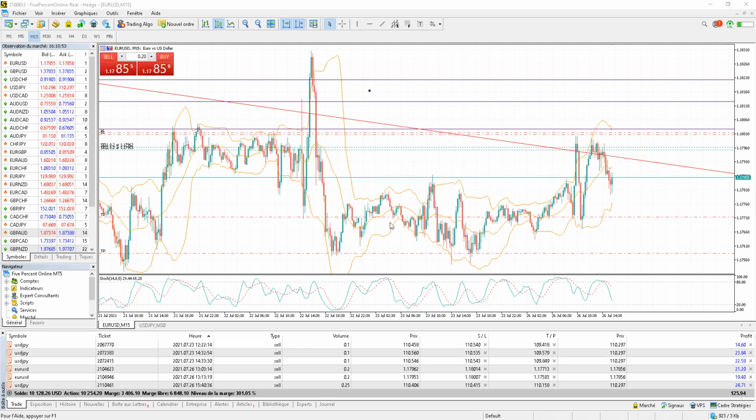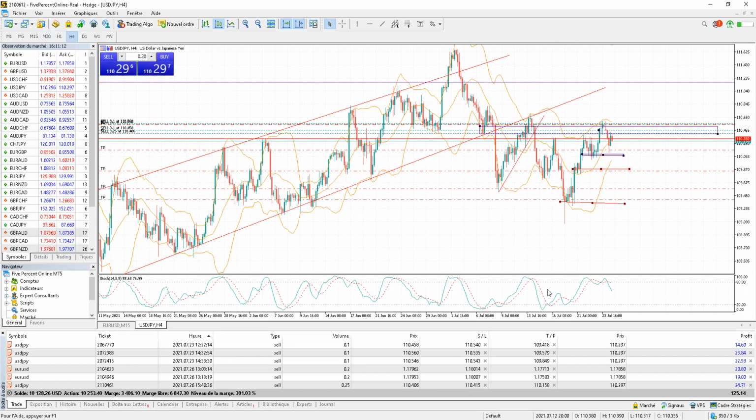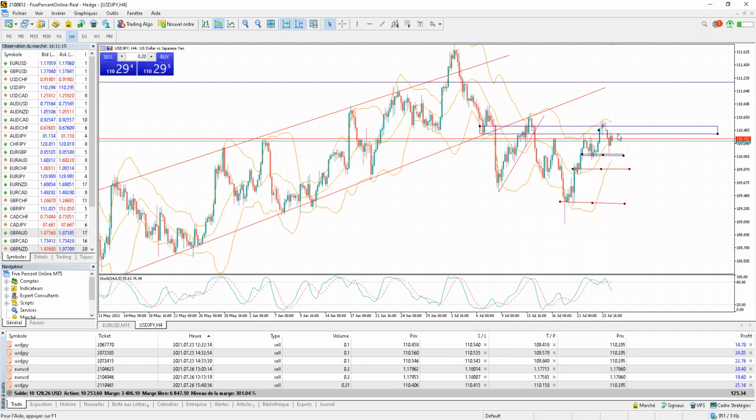Until now, do you have some questions about the positions I took? Why maybe I did that, and why not something different? I still think that on the dollar yen, it was a great move to take. Okay, it's very clear that on the weekly we have a great supply here. So here it's a great time to enter short in the market.